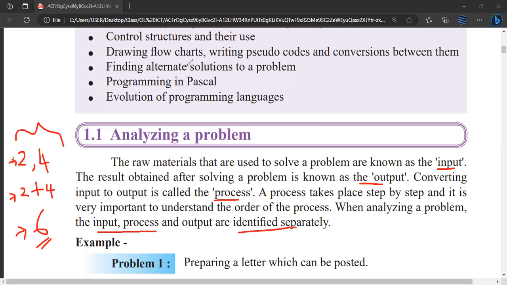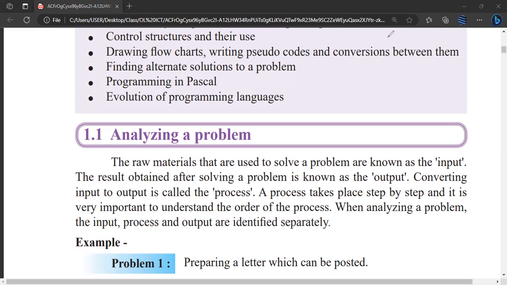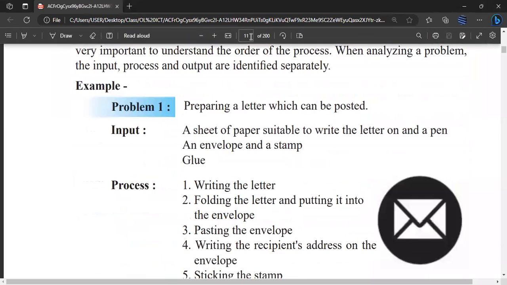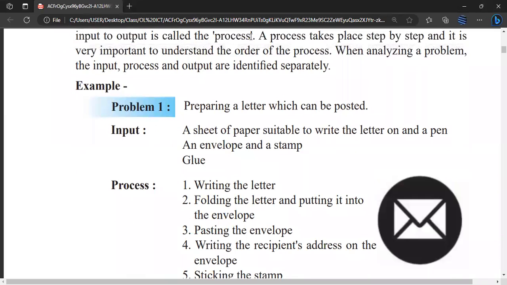Right, moving forward. There is an example problem: preparing a letter which can be posted. So you're going to prepare a letter to be posted. So what could be the input, guys? A sheet of paper suitable to write the letter on and a pen, then an envelope, a stamp and glue. So these are going to be the inputs.